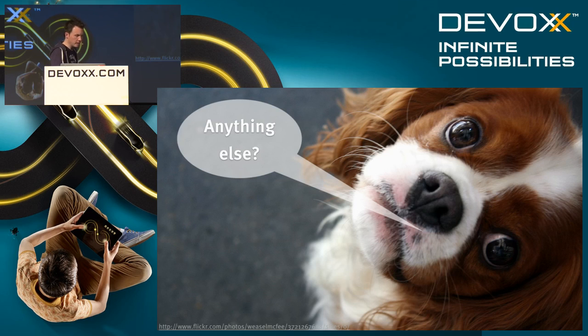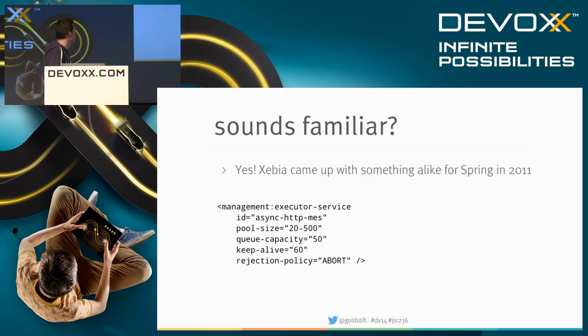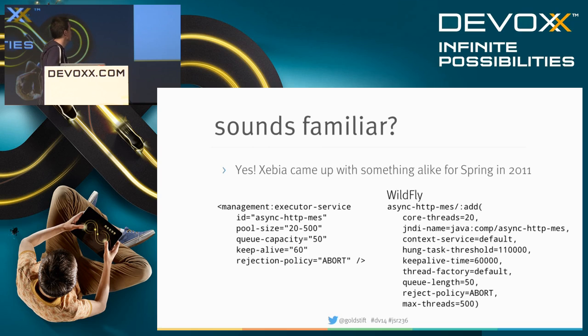Anything else? Well, to be honest, when I first looked at the configuration, that sounded kind of familiar. What you see here is not the configuration for JSR 236, but instead for an executor service that was implemented by, I think, a Dutch software company called Xebia for Spring. That was back in 2011. If you want to compare it with the Wildfly configuration, in my point of view, it looks very familiar.